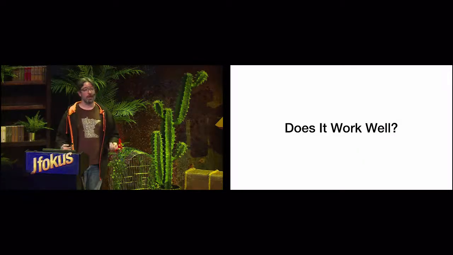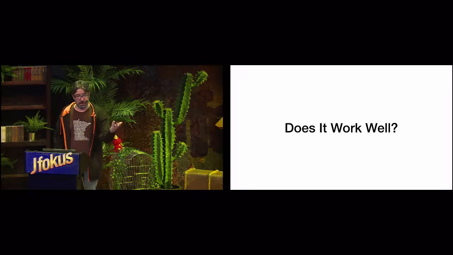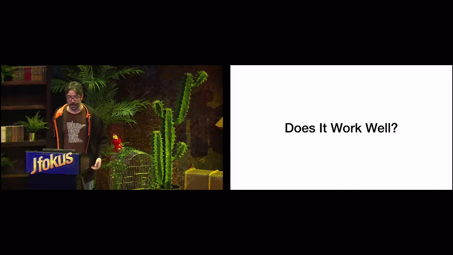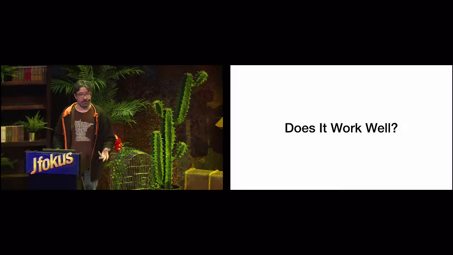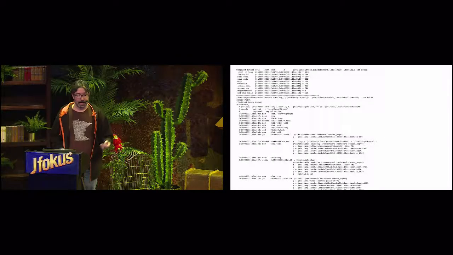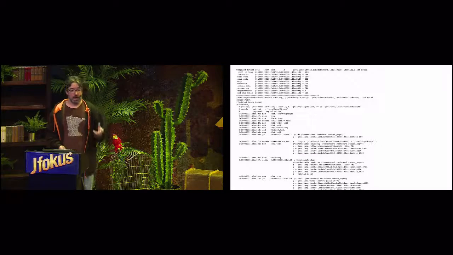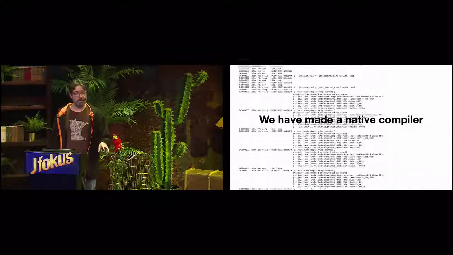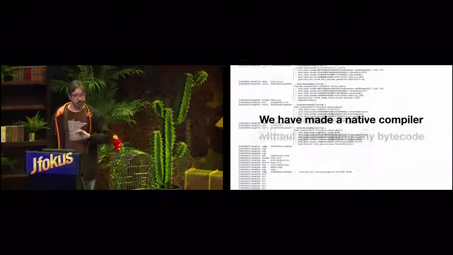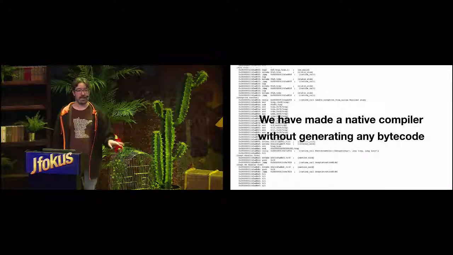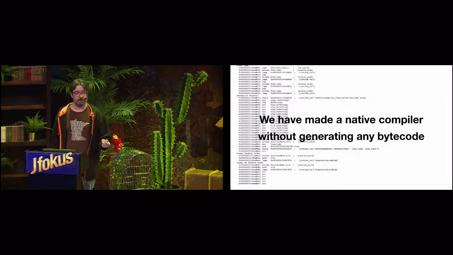Now, does it work well? Obviously, I've been telling you that this is supposed to optimize, the JVM is supposed to turn it into native code, and it's thrilling and I'm really excited to be able to say, absolutely does. So you can take this expression language, you can take any language that you want, turn it into a method handle tree, and we've made a native compiler for it without generating any bytecode, without loading any classes, just by building up these method handles and letting the JVM optimize it.